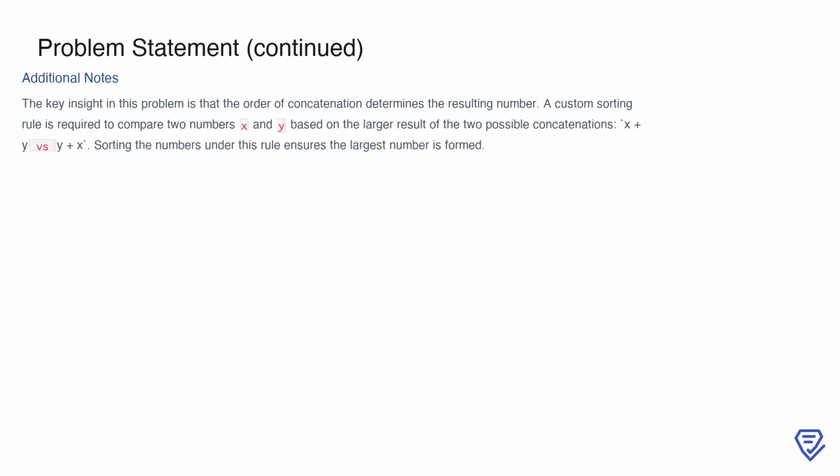The crucial insight for solving this problem lies in creating a custom sorting rule. Instead of comparing numbers directly, we compare their concatenations in both possible orders. For two numbers x and y, we evaluate x plus y and y plus x to see which combination produces the larger result. By sorting the array using this rule, we can ensure the numbers are arranged to form the largest possible concatenated value. This custom sorting approach is key to solving the problem efficiently and correctly for all inputs.